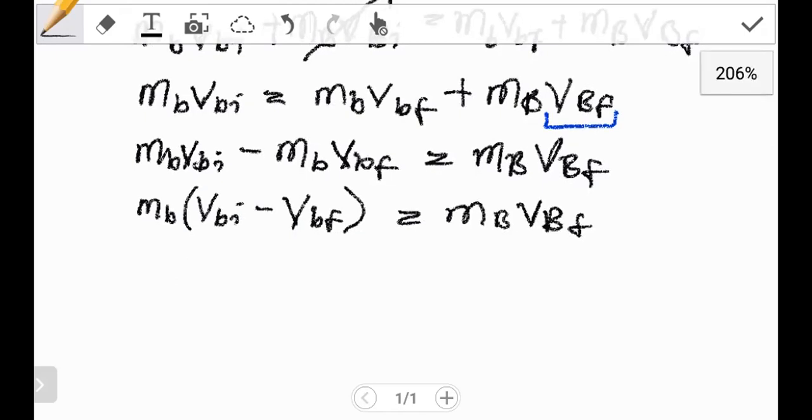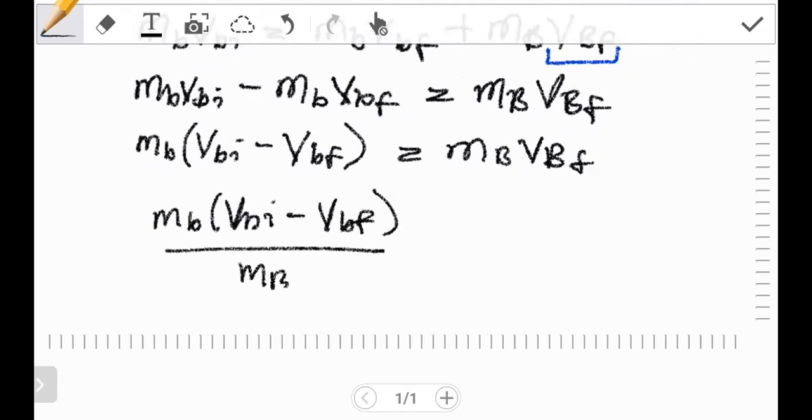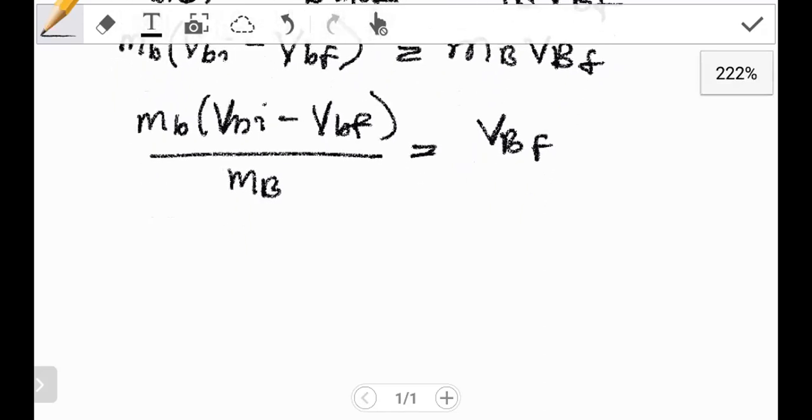Okay. Now we want VB final only here, so we're going to divide through by MB. This is now going to be MB (VBI minus VB final) divided by MB. This gives us the final velocity of the block after collision. Now we can perform our substitutions.